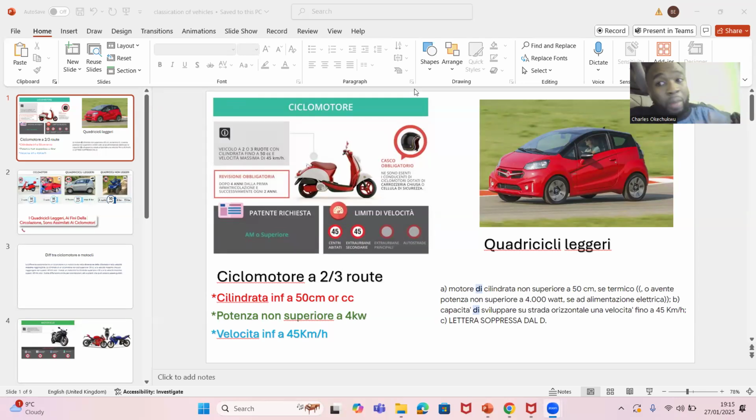Let us now see, remember, the second definition of ciclomotore. That is quadricicli leggeri. Every characteristic concerning ciclomotore is not the same with quadricicli leggeri. What is quadricicli leggeri in English? Those smart cars that you see on the road. Smart cars. Is it clear?